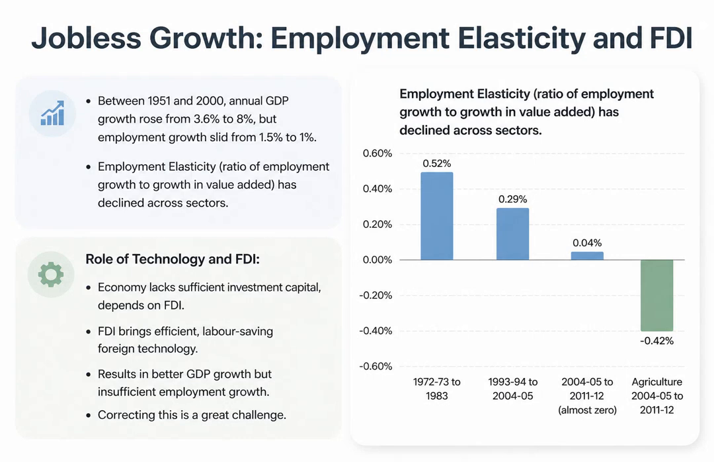To quantify jobless growth, economists use a metric called employment elasticity, which is the ratio of employment growth to economic growth. The data here is alarming. Between 1972 and 1983, elasticity was 0.52%. By the 2004 to 2012 period, it had plummeted to just 0.04%, which is practically zero. In agriculture, it even turned negative.